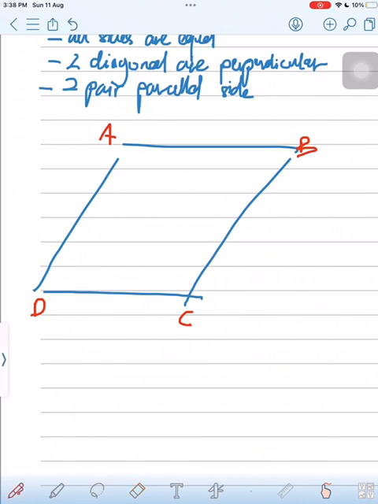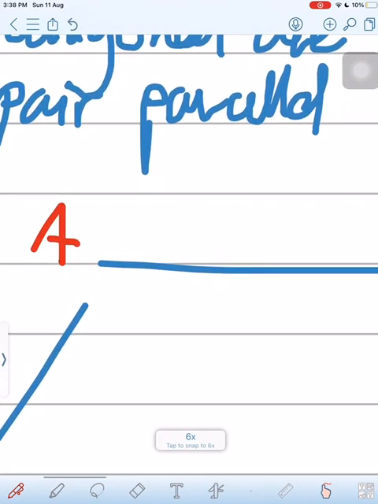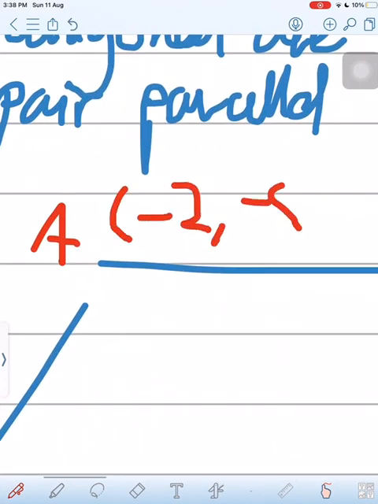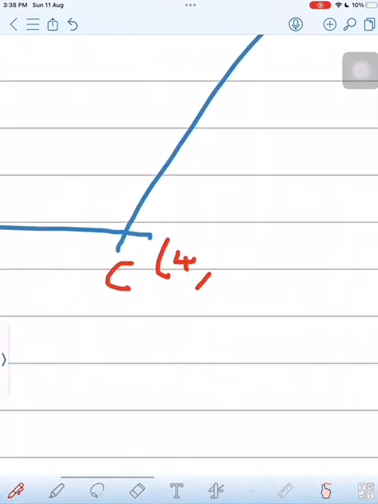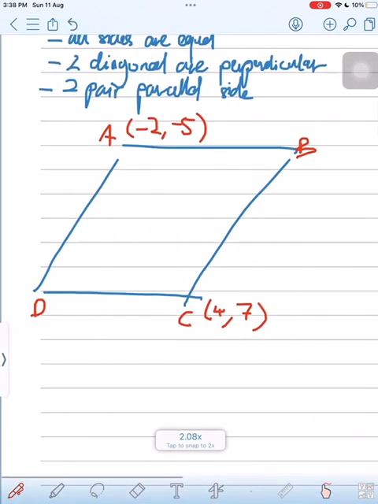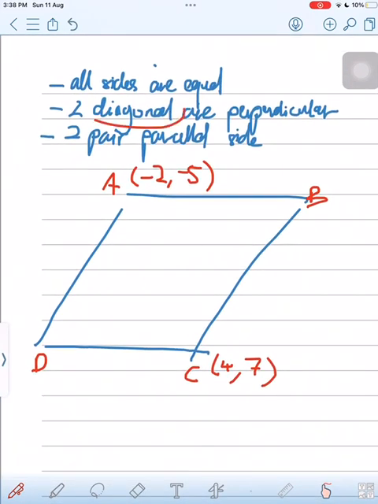Then after that, because we were given the points for A and C, we're going to write that inside. So A is -2, -5, and C is 4, 7. Now we're going to draw the two diagonals, from A to C and B to D.